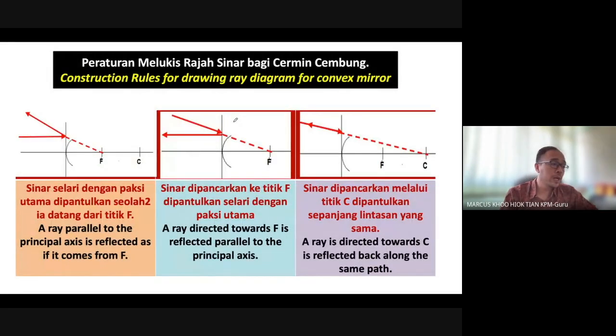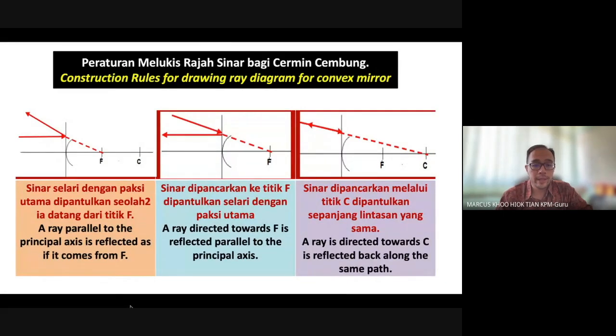Okay, for a convex mirror, okay, turn to page 208, don't have. Okay, never mind. For a convex mirror, okay, the rules are still the same. Okay, parallel but diverge out from F. Okay, sorry, these notes are not in your handout. Okay, but we will do this together later, lah. Okay, the second one is to the F and then parallel, and then the third one as usual. Okay, to the center.